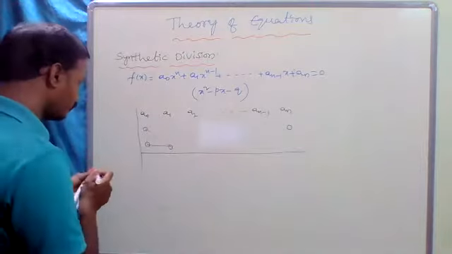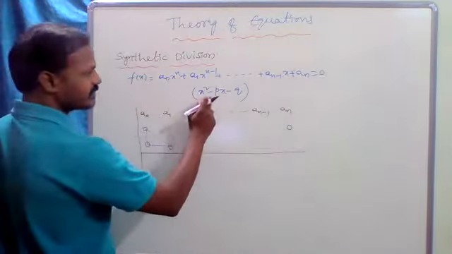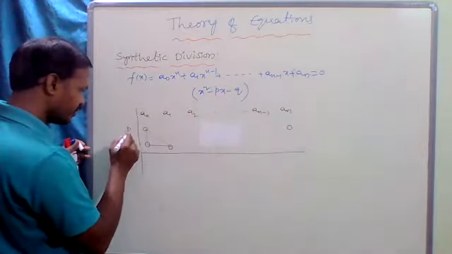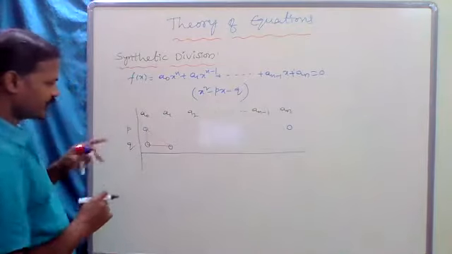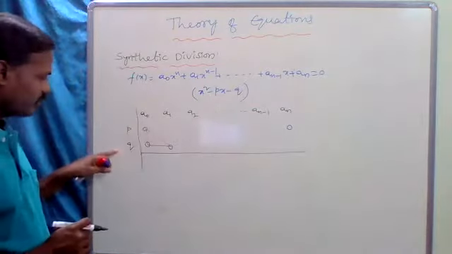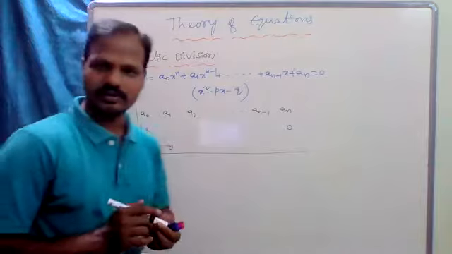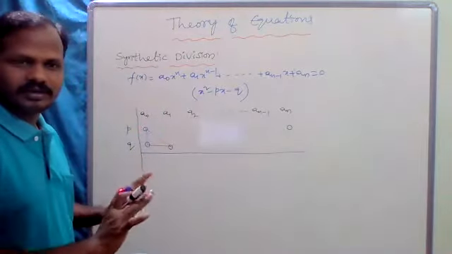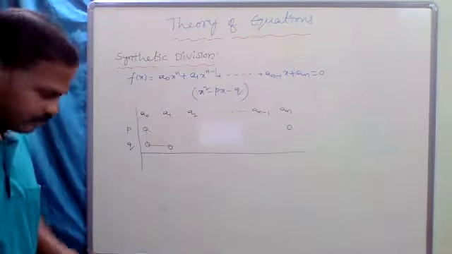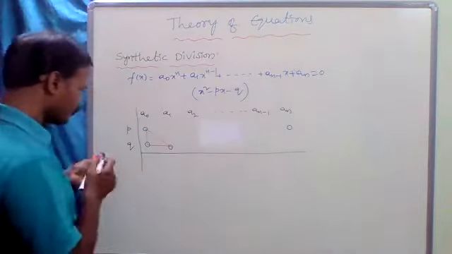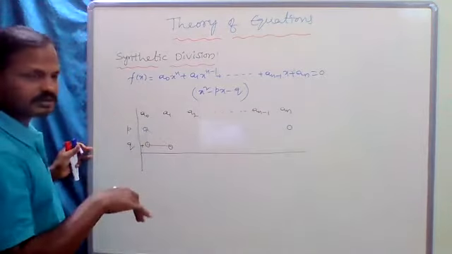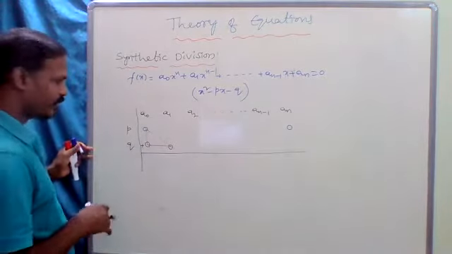Now, the divisor is x square minus px minus q. Write p in the second row and q in the third row. So this is the first setup. Now first we have to do this one, then the problem is easy. And it is the same as in the first synthetic division method.